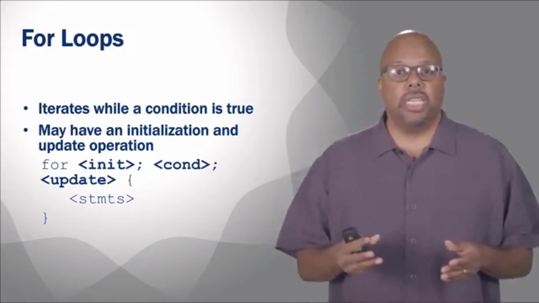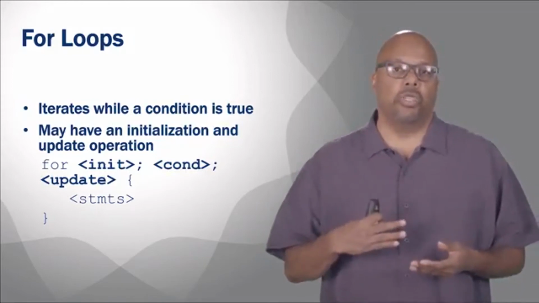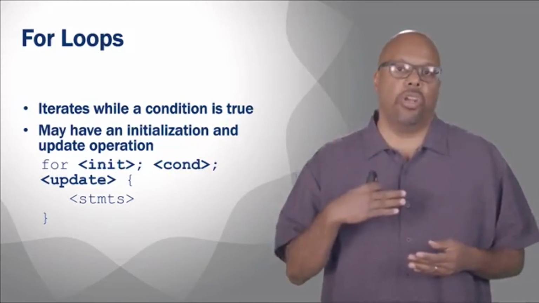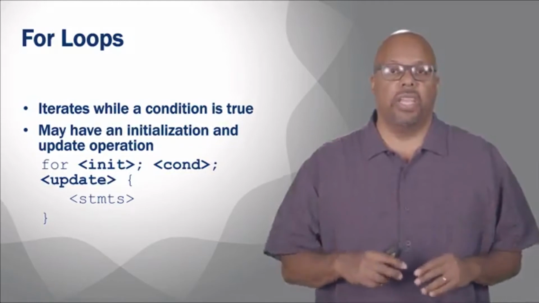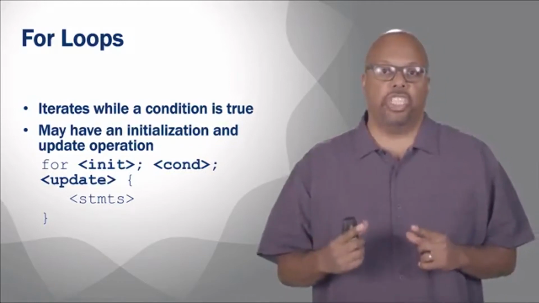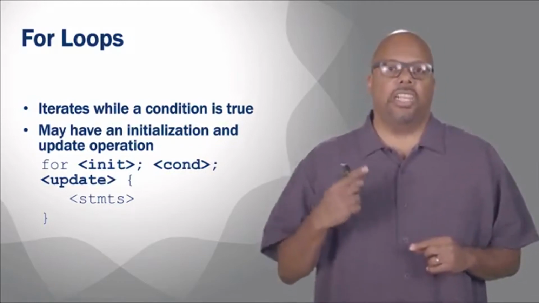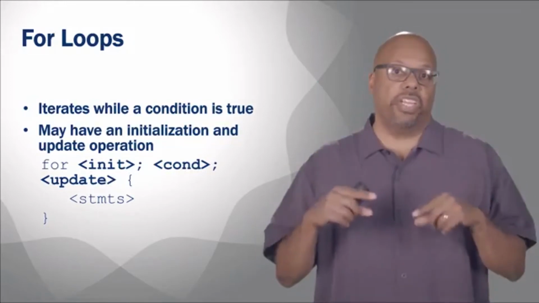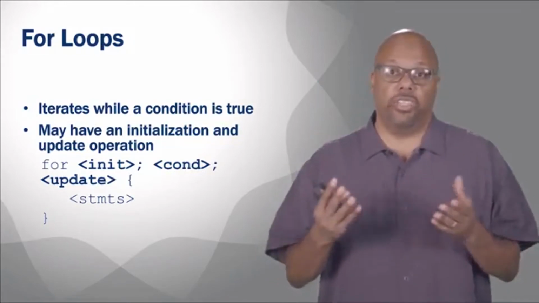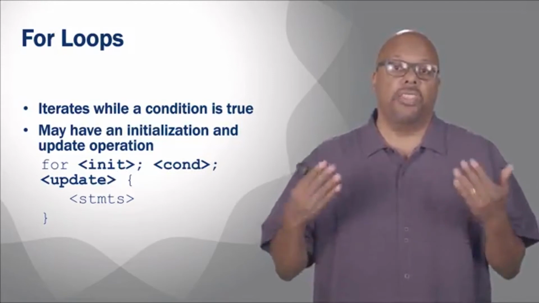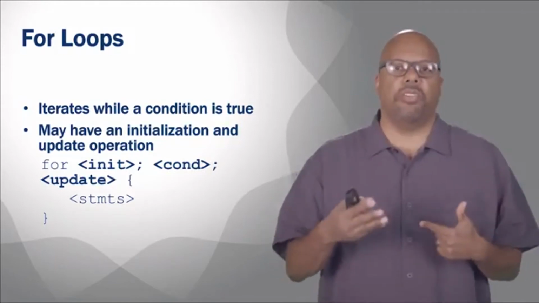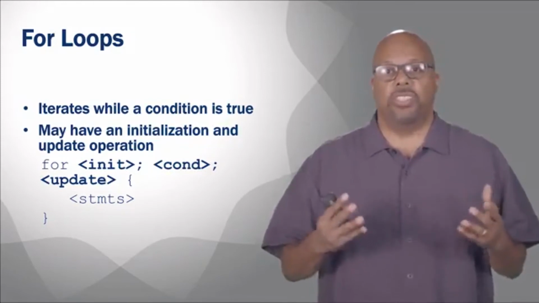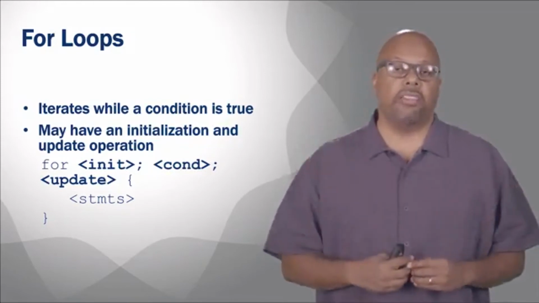So the init is executed once at the beginning of the loop. The first time you hit the for loop, it executes the init just to initialize things right at the top. Then the next block, that condition, is checked on each iteration. At the beginning of each iteration, that condition is checked. It has to be an expression that results in a Boolean. If that condition is true, then it executes all the statements inside the loop. Otherwise, it's done with the loop and it continues past the loop.